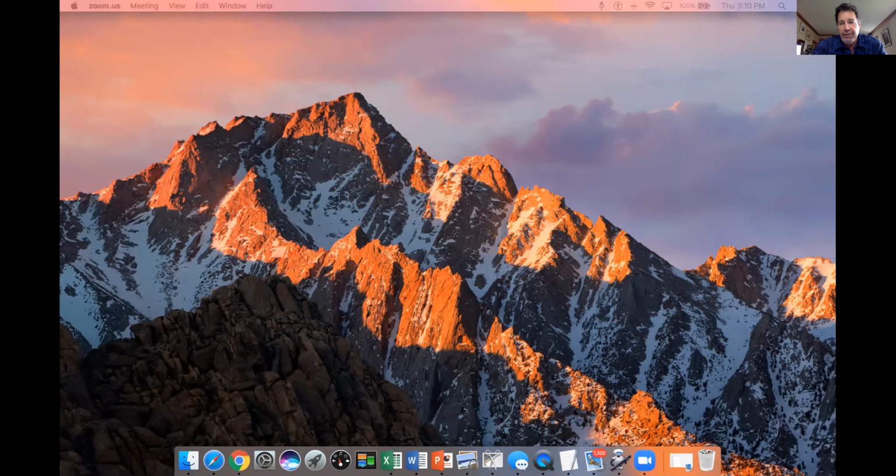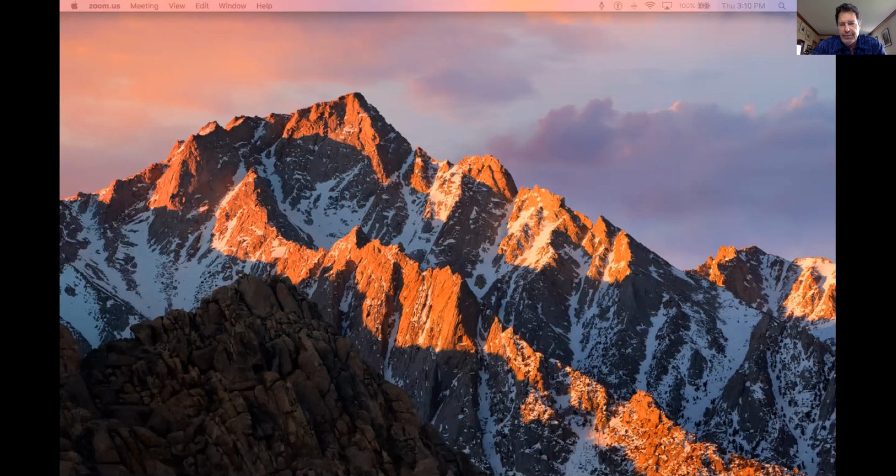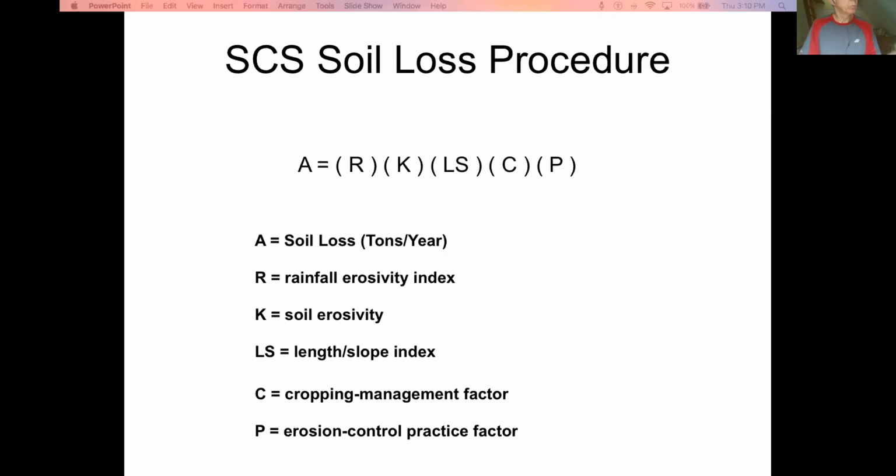So what are you guys seeing right now? You're just seeing the mountains? Indeed, yes, lovely view of the mountains. Now what are you seeing? Soil loss procedure. Okay, we shall begin. And Jack, we're on the soil loss procedure PowerPoint.